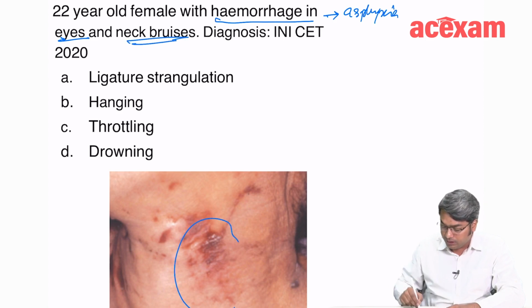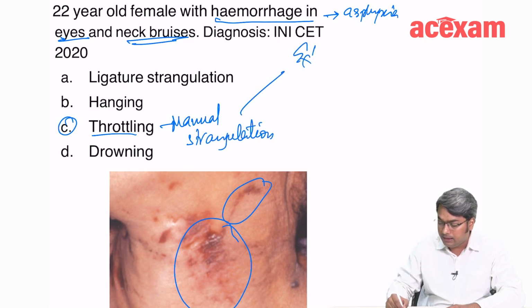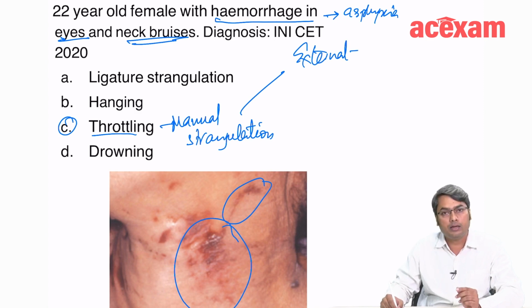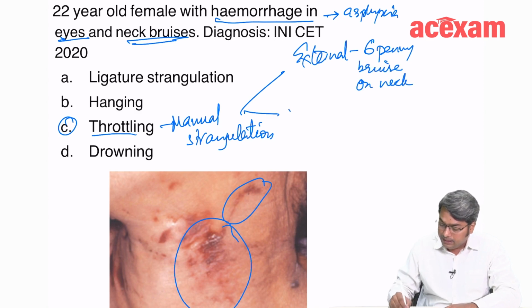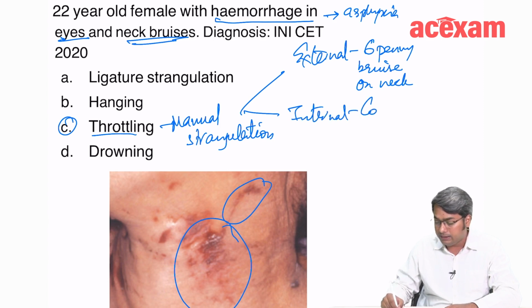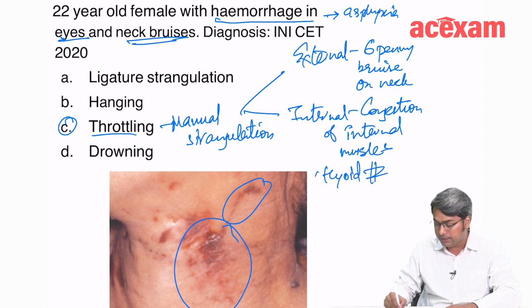Now neck bruises, as shown in this image, are typically seen in case of throttling, that is manual strangulation. In manual strangulation, externally we can see bruises on the neck due to application of pressure. Internally we will find congestion of internal neck structures and muscles, plus we can also find hyoid bone fracture, and the fracture in this case will be inward compression fracture.